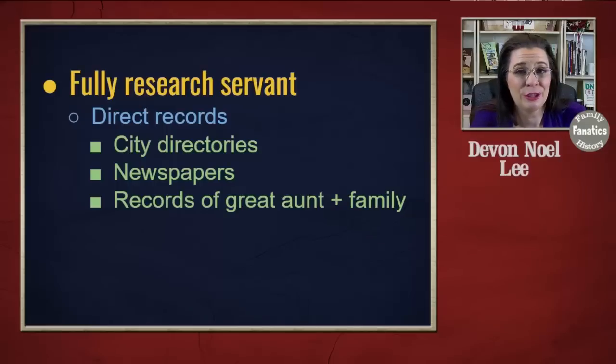Now, another thing you want to do is to fully research great aunt. And when I mean fully research great aunt, I want you to research all the records about great aunt and her closest family members, her children, her spouse, her siblings. Because what happens if servant goes to the household of a child, or servant goes to the household of an uncle, or a niece or a nephew? Then that would answer your question. Maybe servant isn't the wife of second great grandfather because she's showing up in a different location in those close relatives' home.